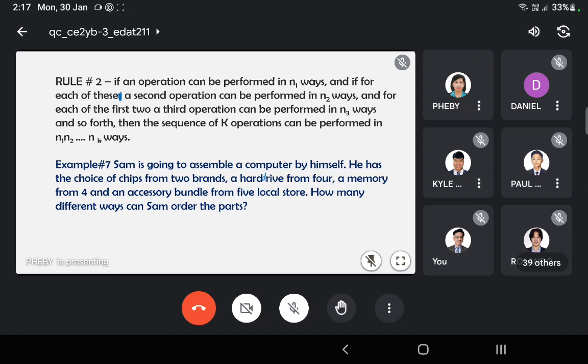Okay. So, for N sub 1, merong available na choice niya, dalawang brand ng chips. So, meron siyang 2 choices. And after that, nung nakapili na siya ng chips, pipili naman siya ng hard drive. So, ang hard drive naman, merong 4 na choices. So, N sub 2 is 4.